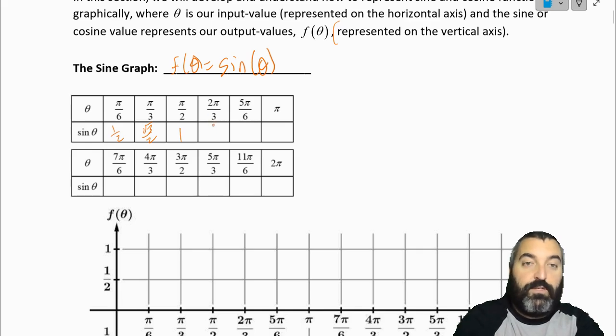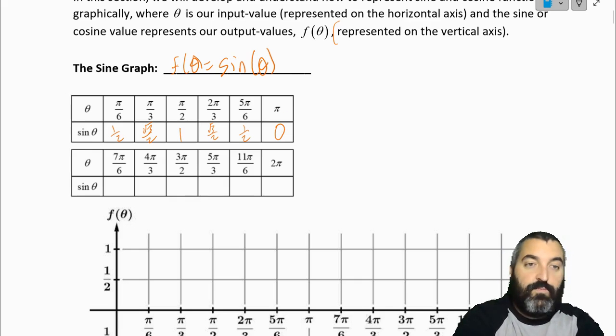So now we're in quadrant 2. At 2 pi over 3, it's still going to be root 3 over 2. And then at 5 pi over 6, it's going to be 1/2. And then back at pi, it's going to be 0.